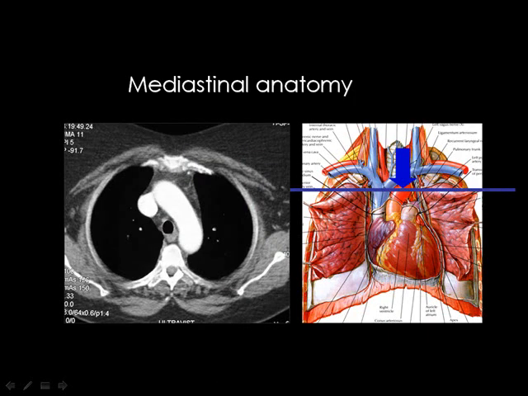Then how to look at the CT scan of the chest. We have 2 images, and the first one is known as the mediastinal window, and the second one is known as the lung window. In the mediastinal window, we should know the mediastinal structures. In the lung window, we should know the lobes of the lung. Here, in the mediastinal window, we have an anatomic landmark, and also in the lung window, we have an anatomic landmark. The anatomic landmark in the mediastinal window is the arch of the aorta.